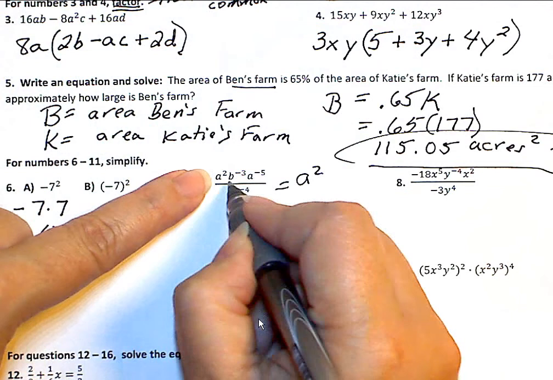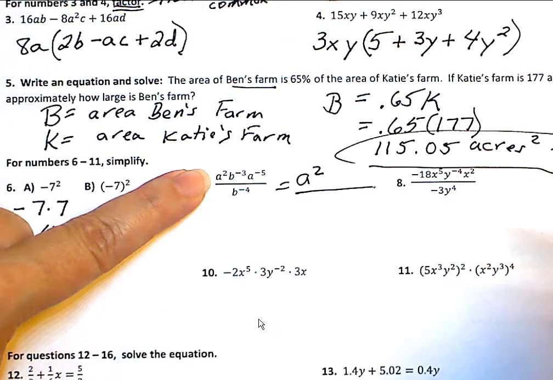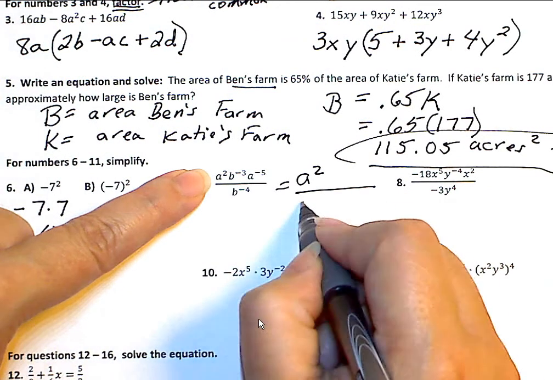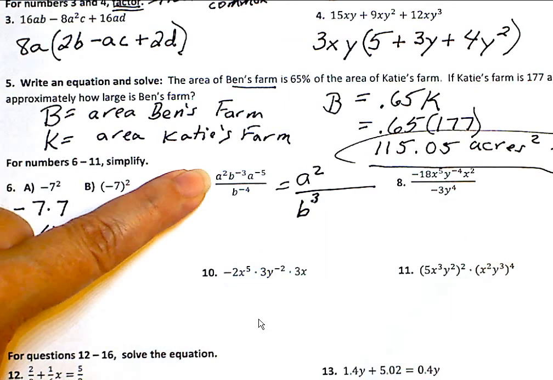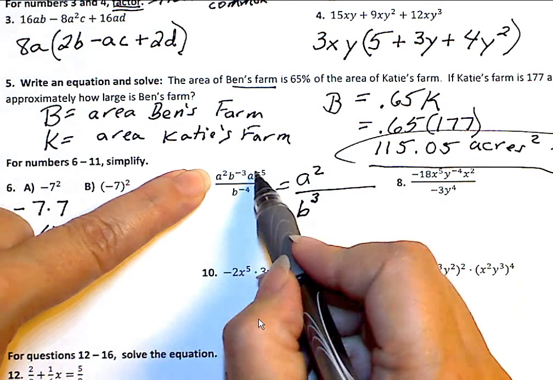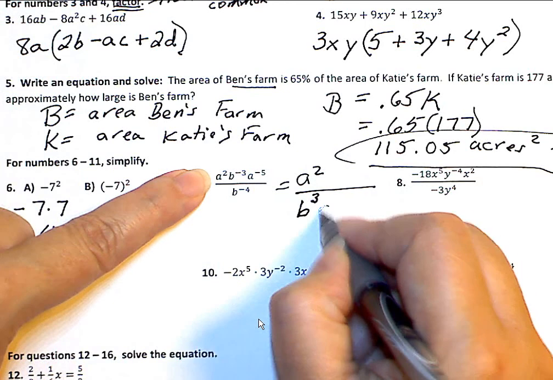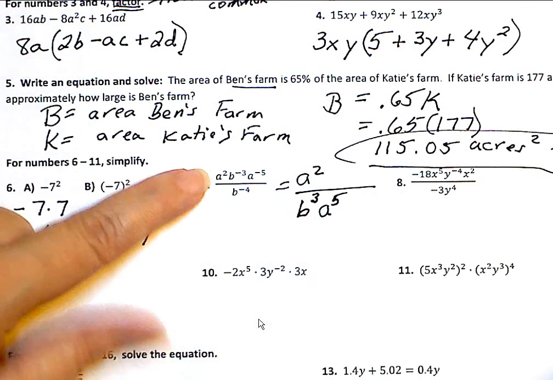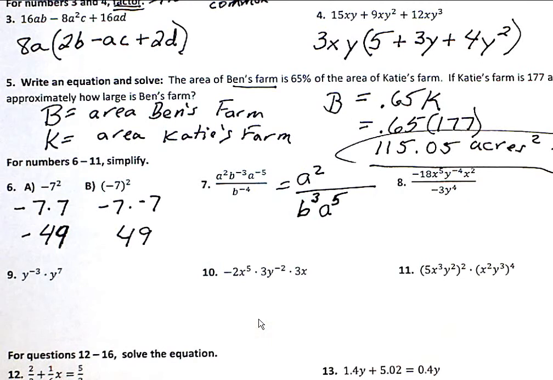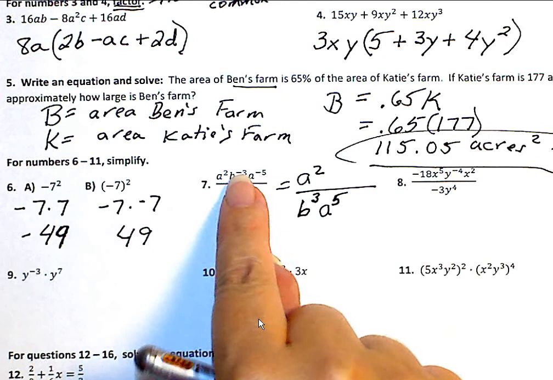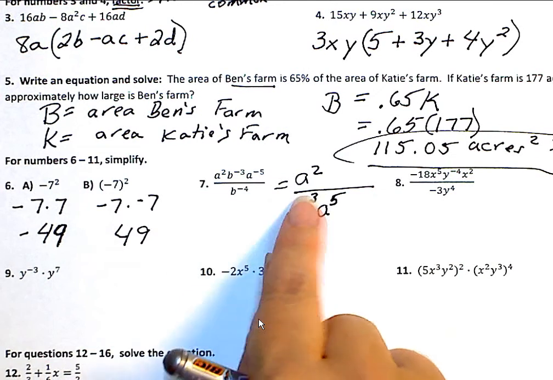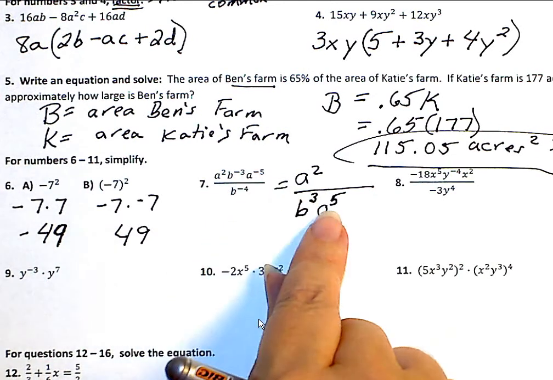B to the negative 3. It's going down, so that means it's just going to be b to the 3. A to the negative 5. Is it going to stay or go to the bottom? It's going to go to the bottom. Questions about just the top? Because it's negative, that tells me we have to go to the opposite, and that makes it a positive exponent. So that is where you're going to put it, at the bottom.